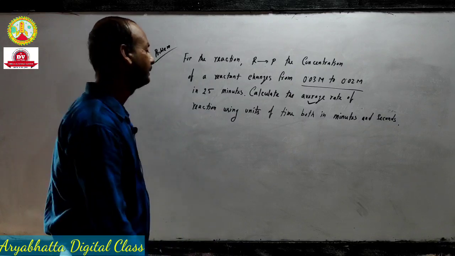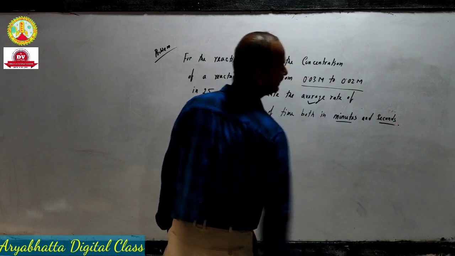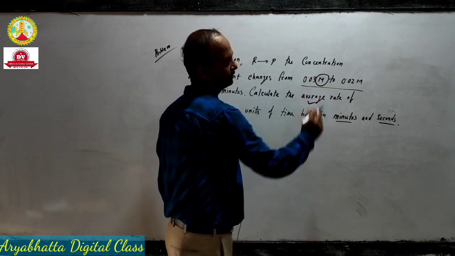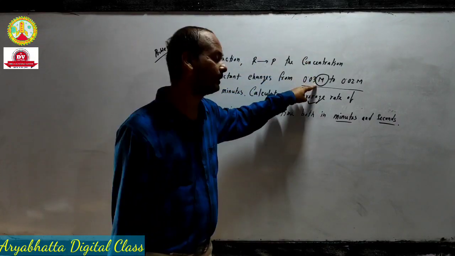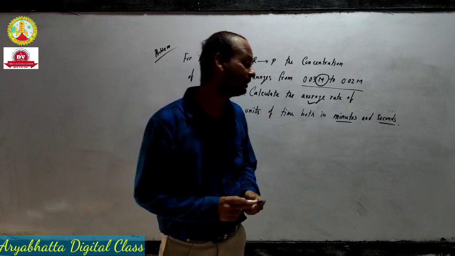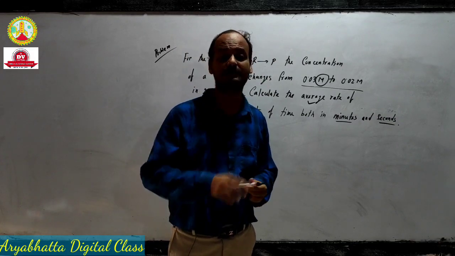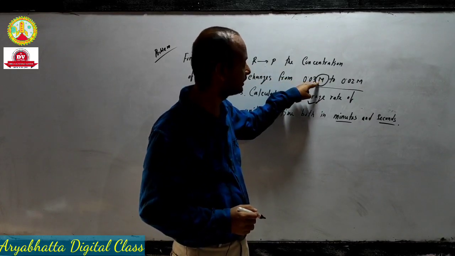Okay, but in here you have to calculate in both minutes and seconds. Now let's say here concentration is expressed in molarity. Okay, and you already know what is molarity. Molarity is the unit of concentration. It is nothing but the number of moles divided by volume of solution in liter. This symbol means molarity.